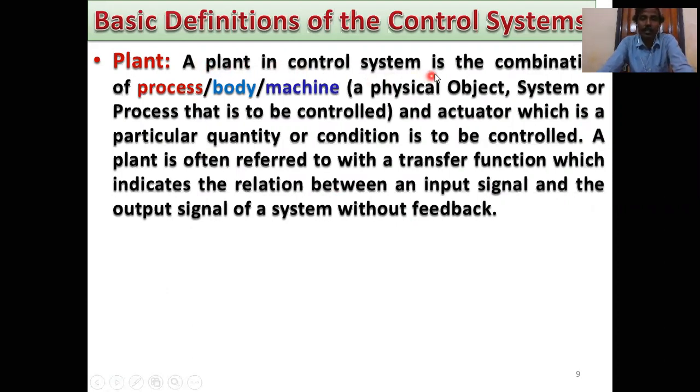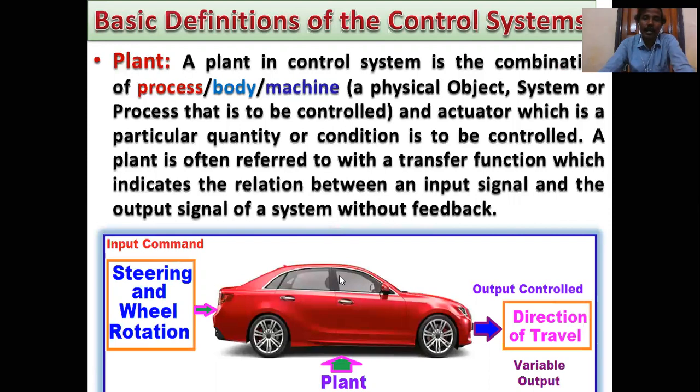A plant in a control system is the combination of process, body, mechanics, physical objects, systems, or process that is to be controlled, and an actuator, which is a particular quantity or condition to be controlled. A plant is often referred to with a transfer function, which indicates the relation between an input signal and the output signal of a system without feedback. So this is the example. Again, this is the input section, this is the output section, and this is the plant or control system, the process or machines.